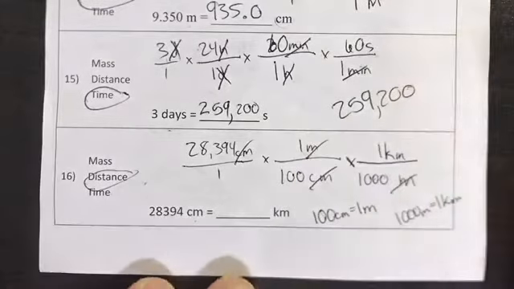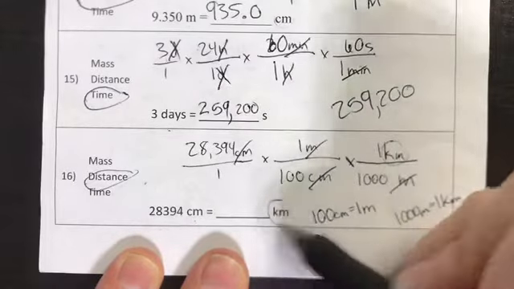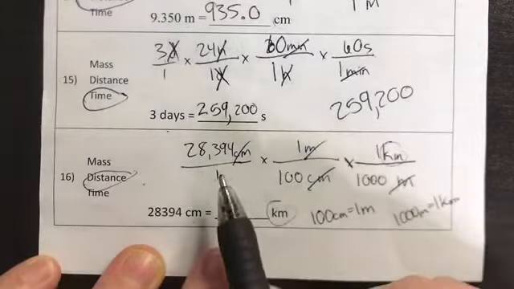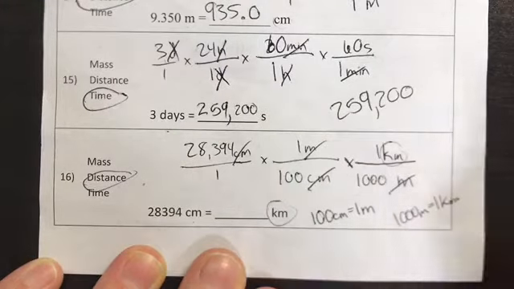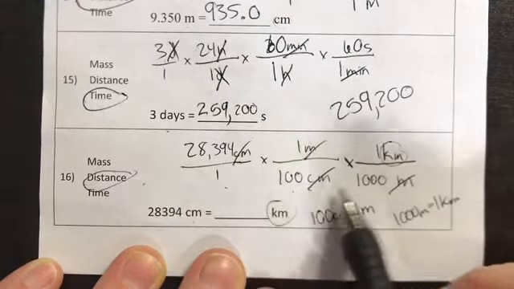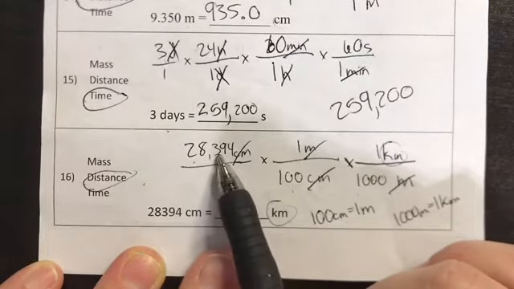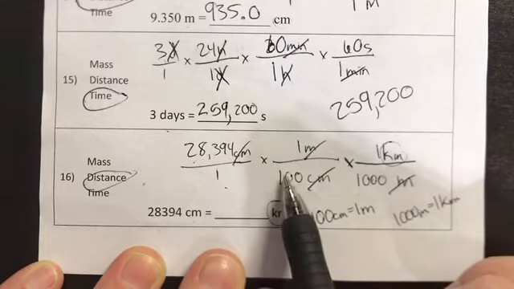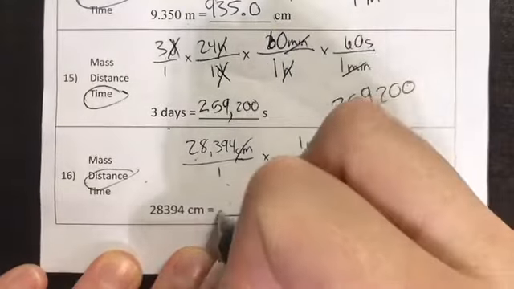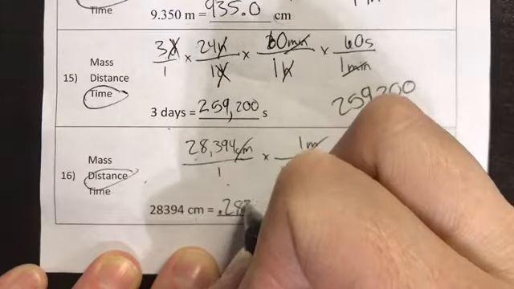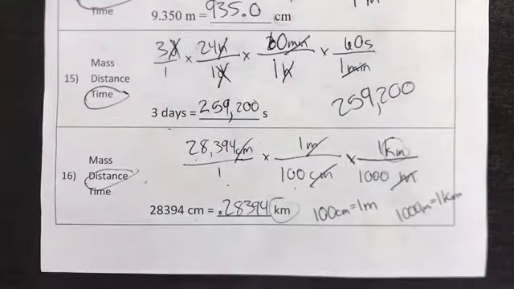Meters cancel. So we started off with centimeters. We ended up with kilometers. That's what we want. So there we go. So we need to take this 28,394 multiplied by 1 multiplied by 1, same thing, and 1 times 100 times 1,000. And then divide it. Or you can just take the calculator, take 28,394, divide it by 100, and then divide it by 1,000. When you put it in the calculator, the result you get is 0.28394. Okay? So there you go.